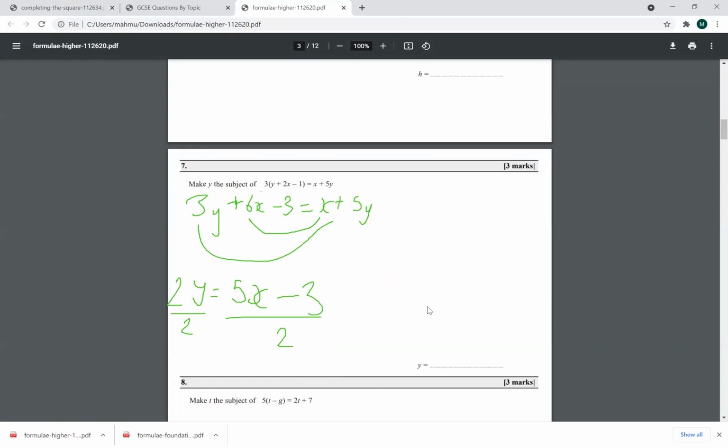So y is your subject. That's it. You could halve it. You could say y equals 2.5x minus 1.5. That's no problem. It's the same thing, and you get the same answer. So now what you have to show there is the 2 cancels out each other on the other side. And that's it. That's your answer. y equals 5x minus 3 divided by 2. Okay.